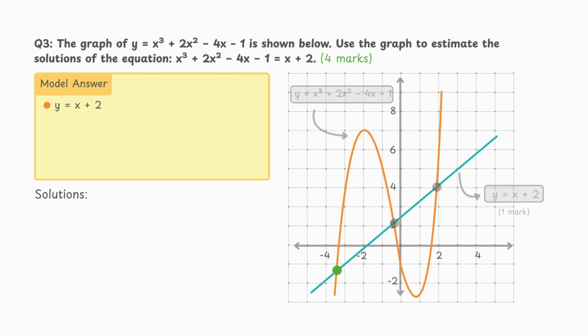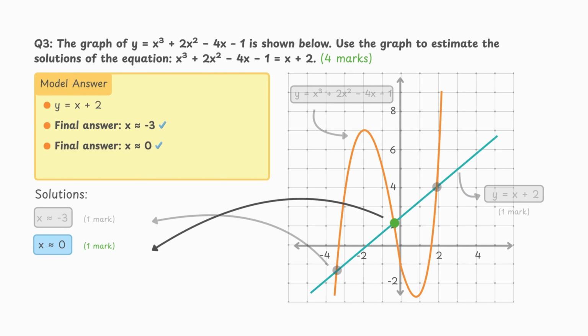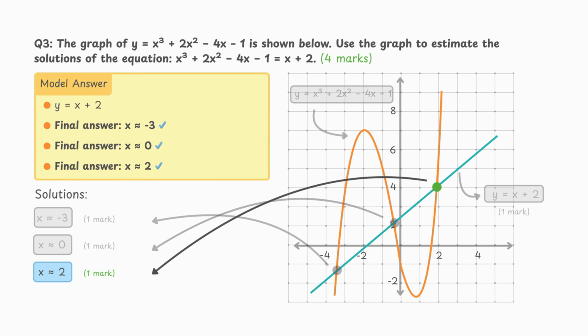Start with the left intersection. This point is close to x equals -3, so we estimate the first solution as x is approximately -3. This earns 1 mark. Now look at the middle intersection. This point is close to x equals 0, so we estimate the second solution as x is approximately 0. This earns 1 mark. Now look at the right intersection. This point is close to x equals 2, so we estimate the third solution as x is approximately 2. This earns 1 mark. So the solutions are x is approximately -3, x is approximately 0, and x is approximately 2.